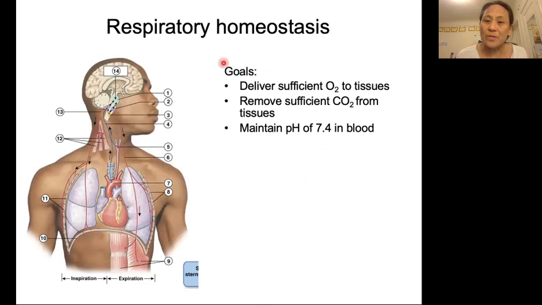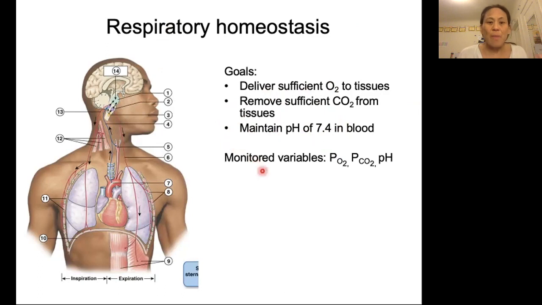We want to make sure that we are delivering sufficient oxygen to our tissues. We want to make sure that we are removing sufficient carbon dioxide from our tissues. And then finally, we want to make sure that pH is within the correct range, so around 7.4 in the blood.